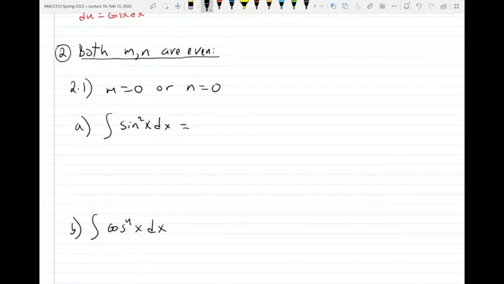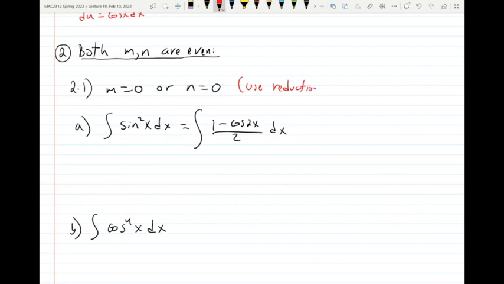All right, so as you saw earlier, what's the idea here? What we're going to do is we're going to use the reduction formula, okay? So we use the reduction formula to turn the sine squared into something linear. So using the identity, sine squared turns into 1 minus cosine of 2x over 2. So the trick here is use the reduction formula, the last formulas that I wrote above.